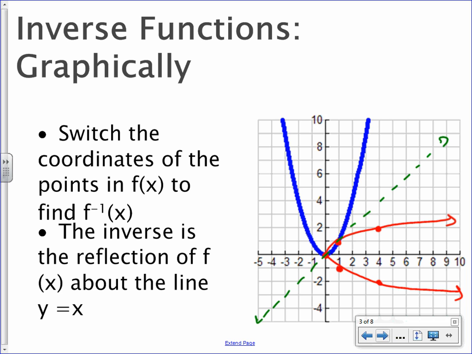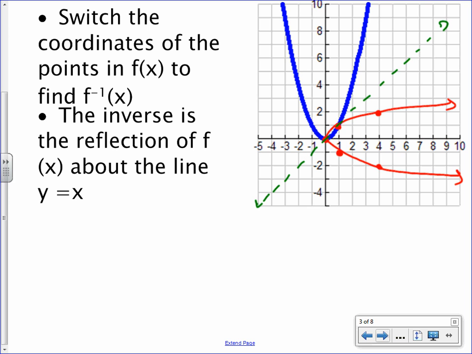Because those x and y values are switching, we have that reflection about y equals x. This red graph is not a function, right? But the blue graph is, correct?